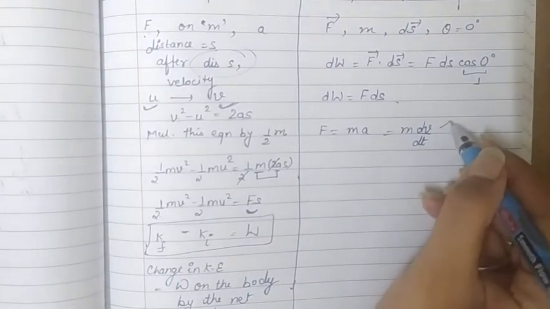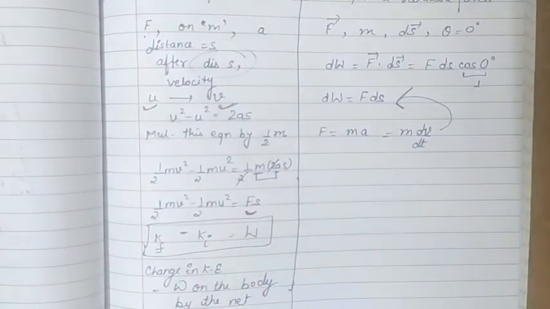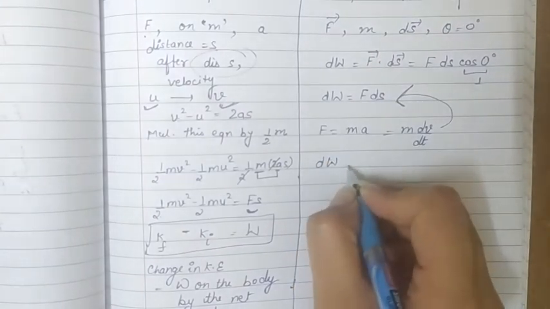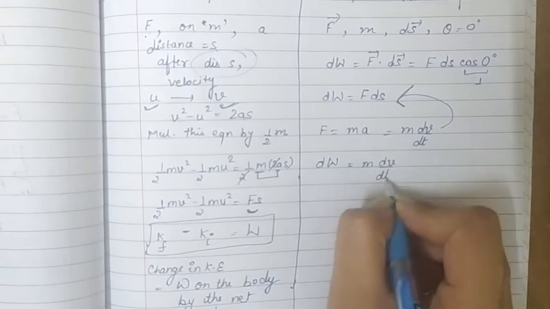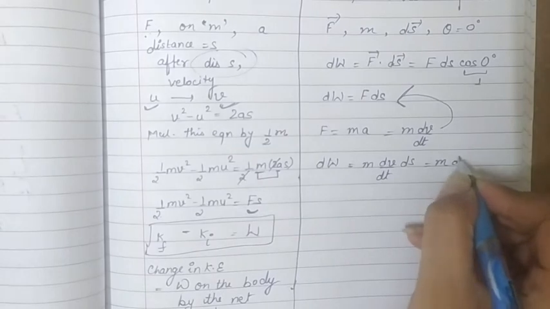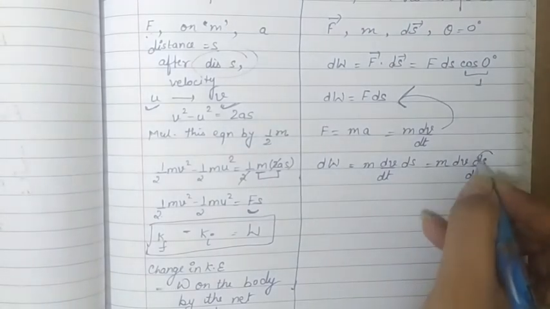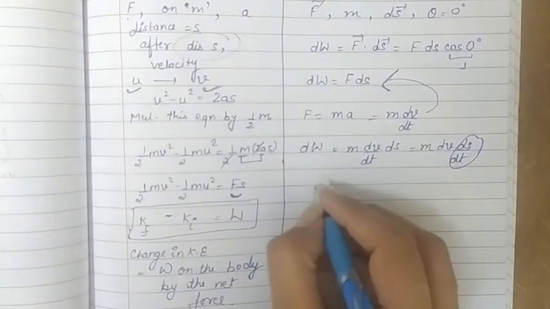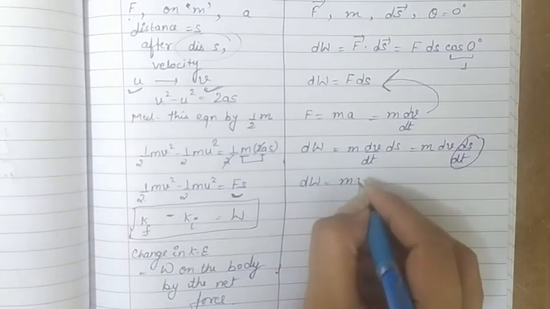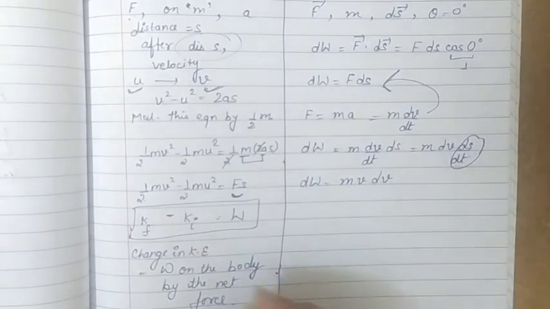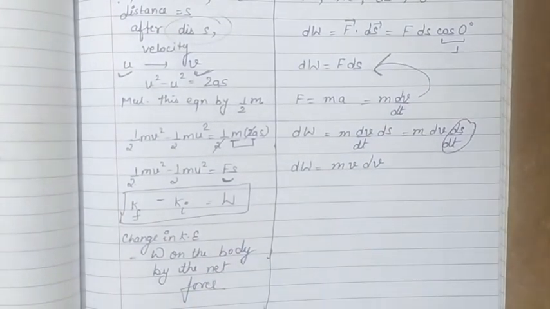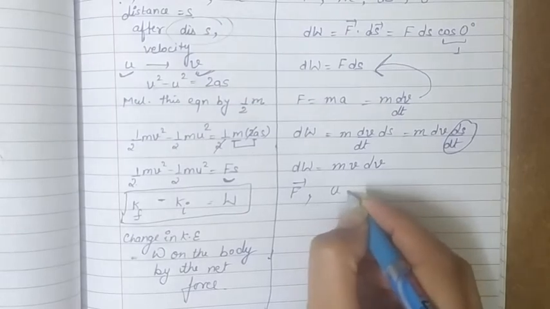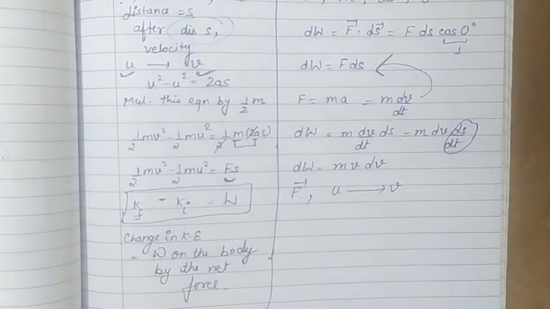So we are going to put this value in the above equation, that is dW is equal to F ds. By substitution we get dW is equal to m dv over dt ds. We can write it as m dv, ds over dt, and again ds over dt is the rate of change of displacement, that means it is the velocity. So dW can be written as m v dv, since ds over dt is v. All right, dW is equal to mv dv. Now if we apply the force, it increases the velocity from u to v.